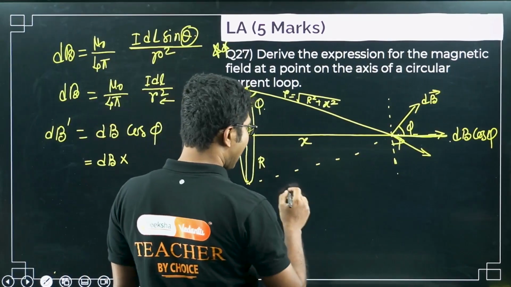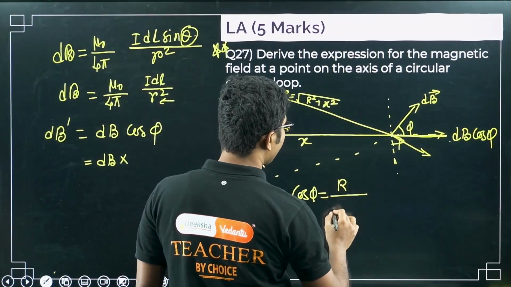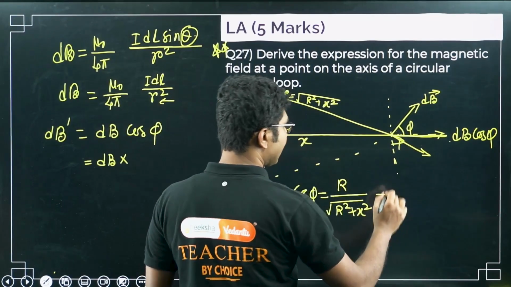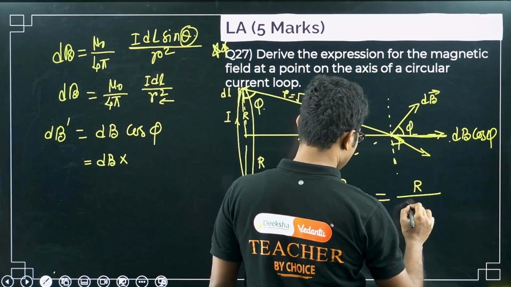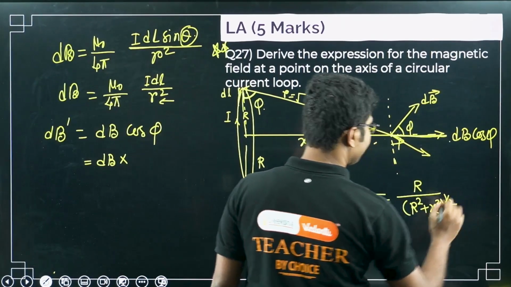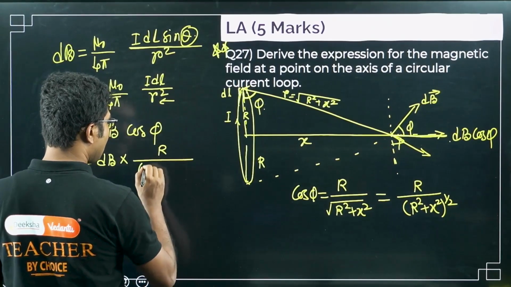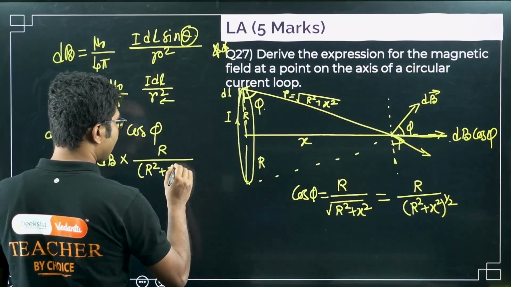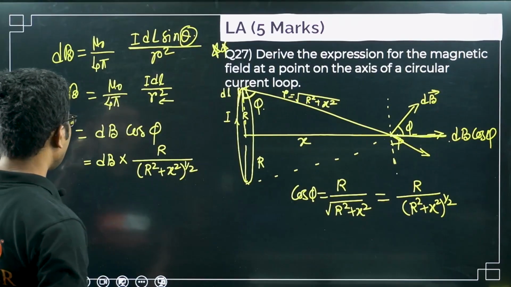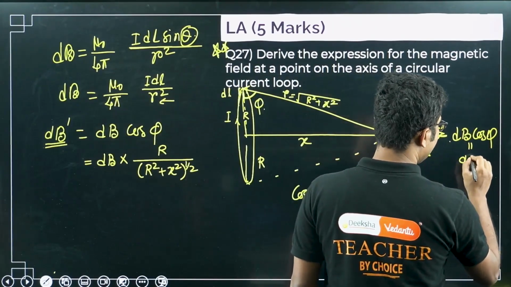So base is r. So cos phi is equal to base by hypotenuse, that is square root of r square plus x square. Or you can say it is nothing but r divided by r square plus x square to the power half. Okay, square root means to the power half, so we will put that value here, r divided by r square plus x square to the power half. Okay, so this is the value of dB dash.